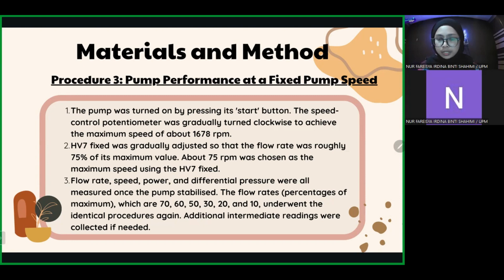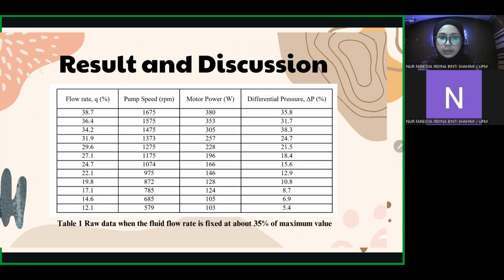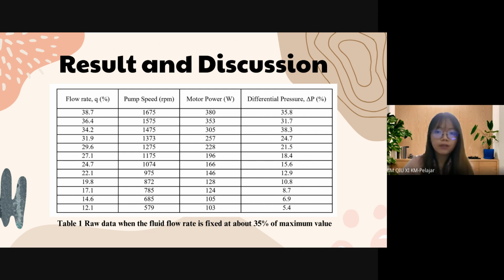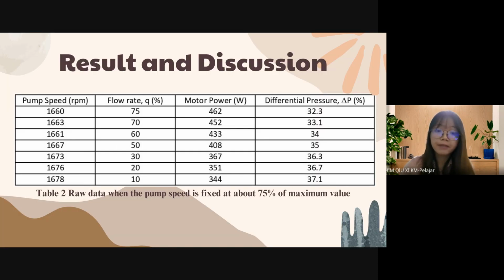The same steps were repeated for 70 and for the flow rate values, undergoing the identical procedures again, and additional intermediate readings were collected if needed. Now I will continue with the results and discussion. For the first table, here is the raw data when the flow rate is fixed at about 35% of the maximum value.